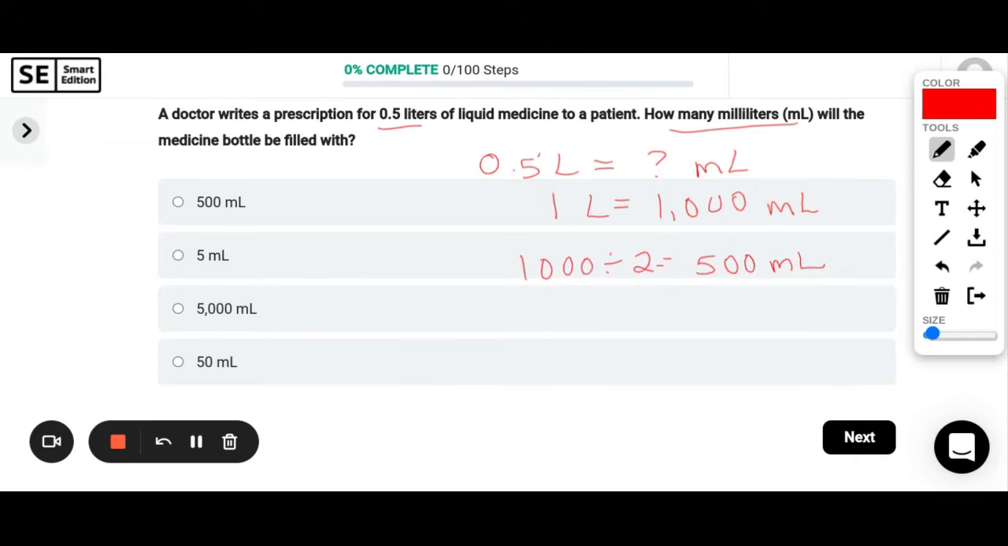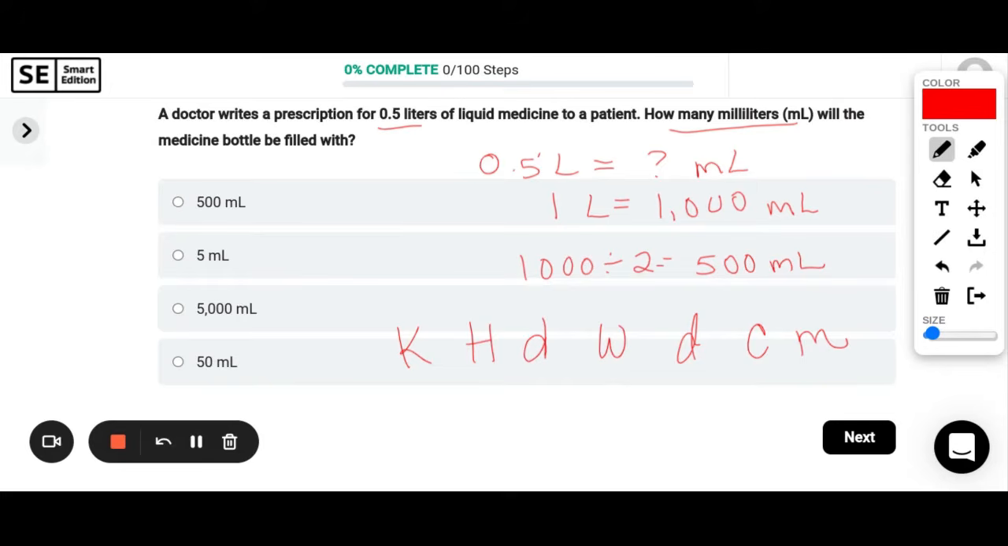So that's great if you remember your conversions. Let me show you a quick little mnemonic that will help you if you have trouble remembering these metric system conversions. So the mnemonic is King Henry died while drinking chocolate milk.